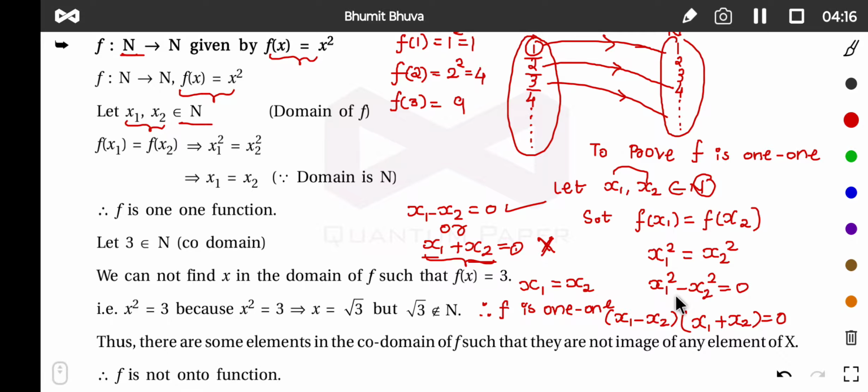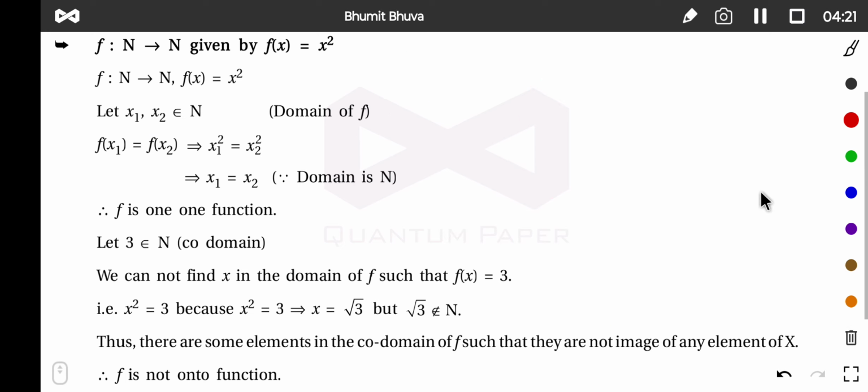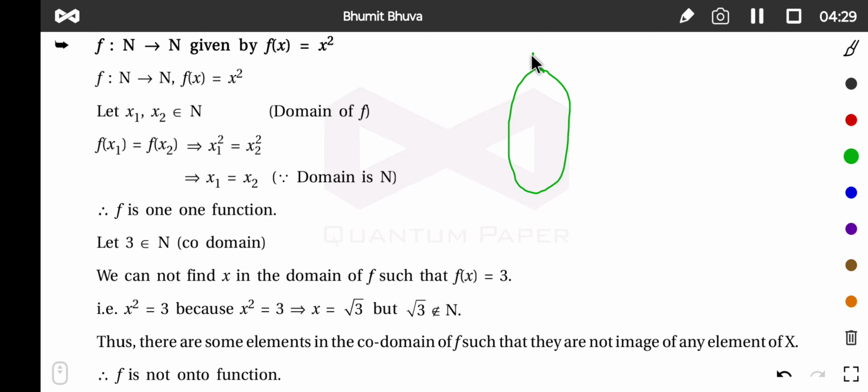Okay. Now look at the second part, that is surjective. So what is the meaning of surjective first? Surjective means if you take any element from the codomain now. Let's say this is the domain, natural numbers 1, 2, 3, 4 and so on. This side is our codomain: 1, 2, 3, 4, 5 and so on.